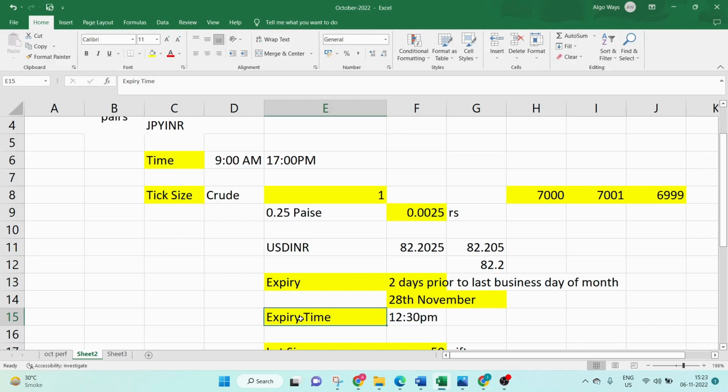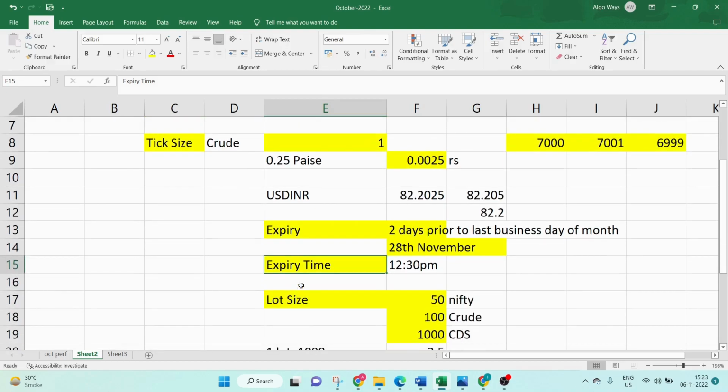At the end of the day, the contract will be settled with the settlement price, and your PNL will be credited or debited to your account depending upon the profit or loss. But of course the disadvantage is that you cannot use that blocked margin for the day. So 12:30 p.m. is the expiry.